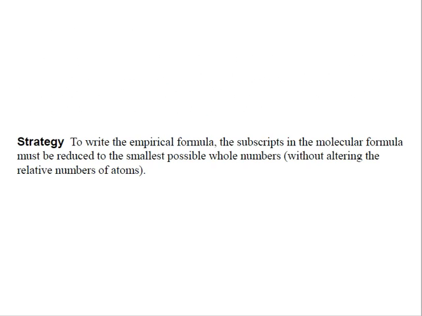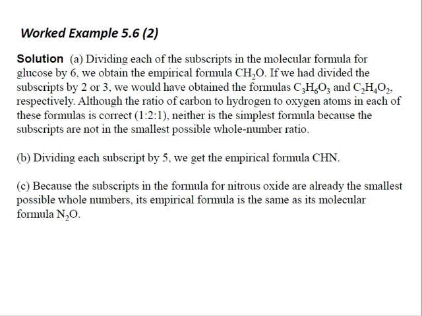Our strategy for an empirical formula: the empirical formula is the smallest whole number ratio, so you find the lowest common denominator and divide each of them by that, and that will be your empirical formula. The empirical formula needs to be whole number. So for part A, we can divide each of the subscripts in the molecular formula by 6. It's C6H12O6. The lowest common denominator is 6.